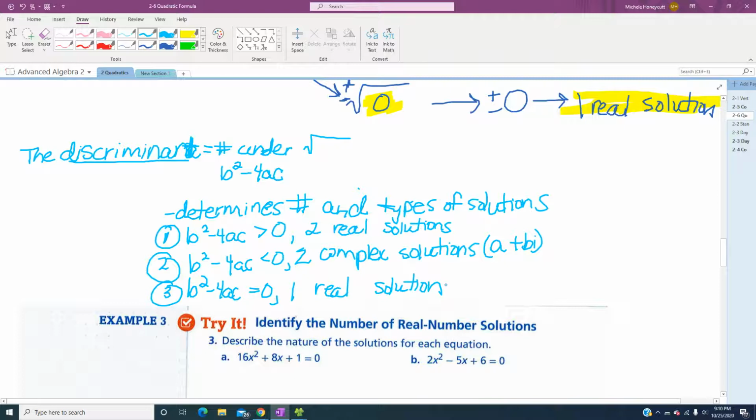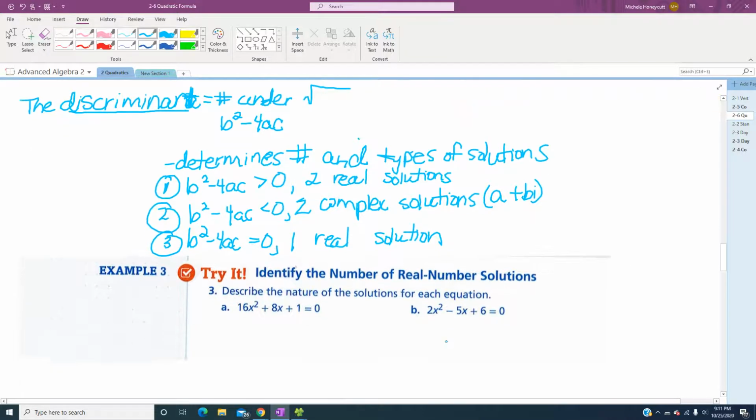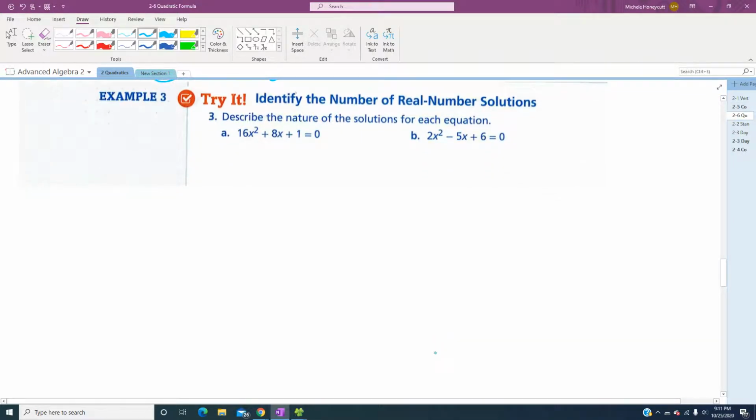So example 3 says describe the nature of the solutions for each equation. So when it asks for the nature of the solutions, what they're asking is how many and what type. They don't care what the solution is, they just want to know how many solutions there are going to be and what type. So that's when I need to use the discriminant.